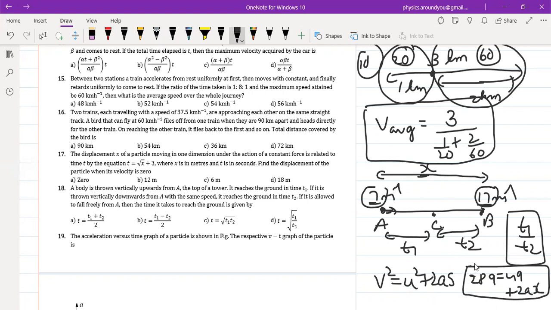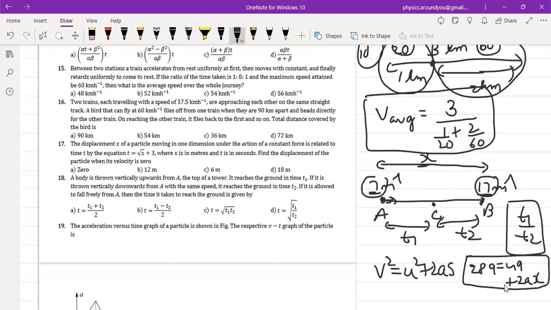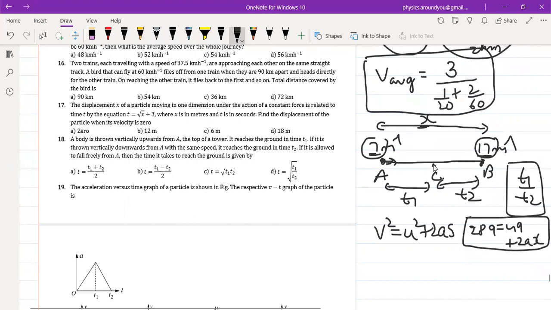But even then, you may not be able to find the time relations. So how will you involve time here? Let's see how we can involve time. Now, what is the velocity at C? Let the velocity at C be V. So I can say between the journey from A to C, V square equal to 49 plus 2AX by 2.